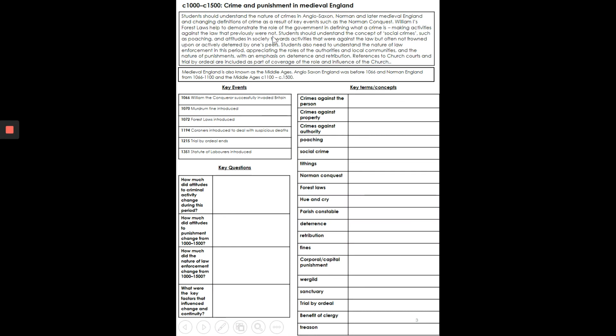The second task is a series of knowledge organisers like this one. There's a little bit of an introduction here from the specification, alongside key questions and key terms or concepts. You'll notice the key events have been filled in. What you need to do is fill in the answers to the key questions and find the key terms to put there. Remember, sometimes the examination is just using a different word for something. So making sure you know what all of these are will really help when you access those exam questions. So that's for medieval England.